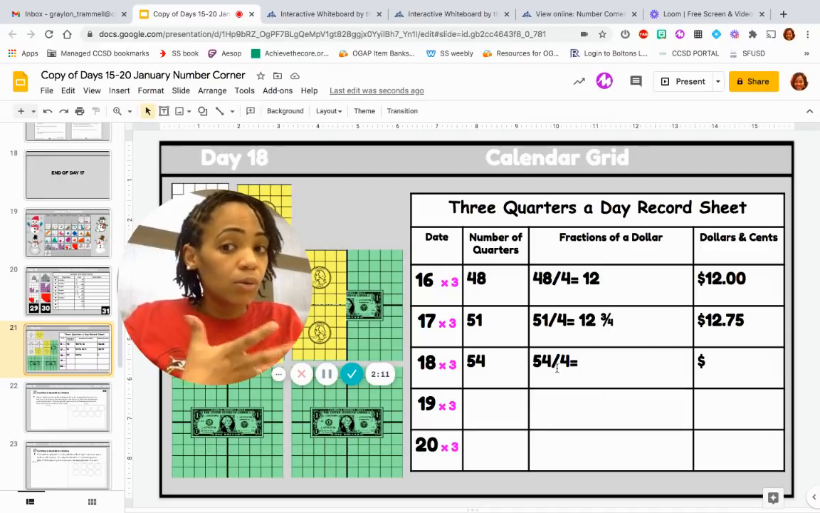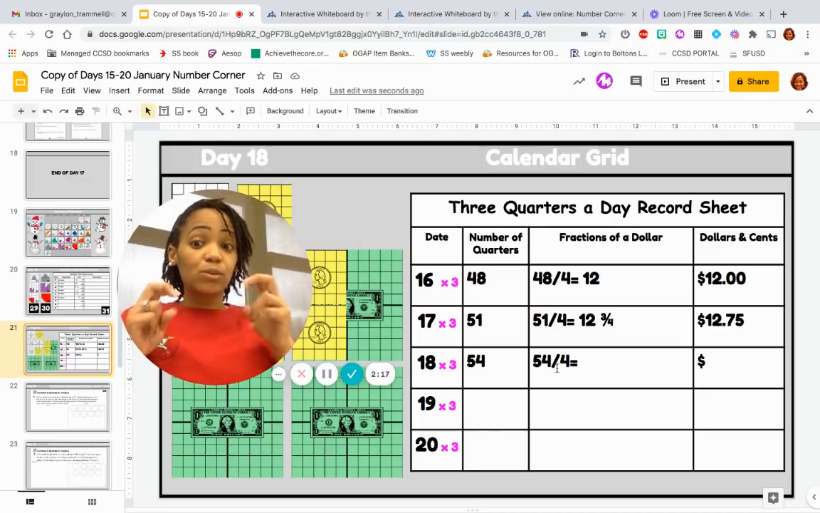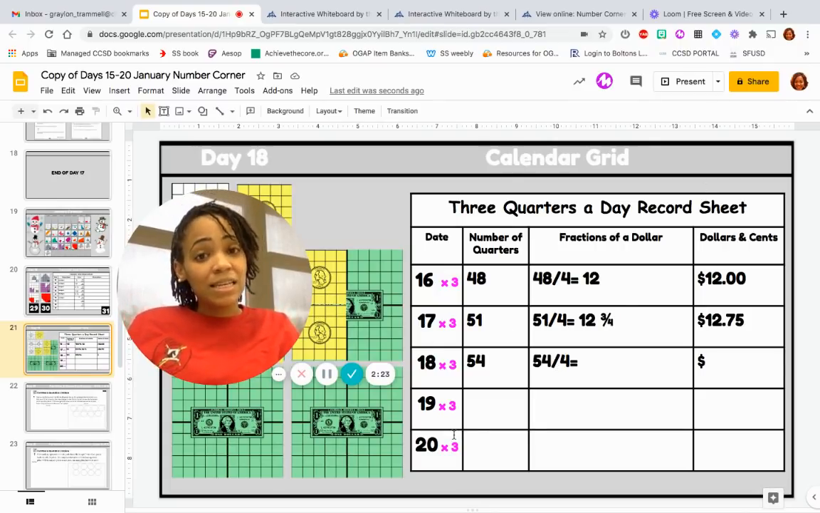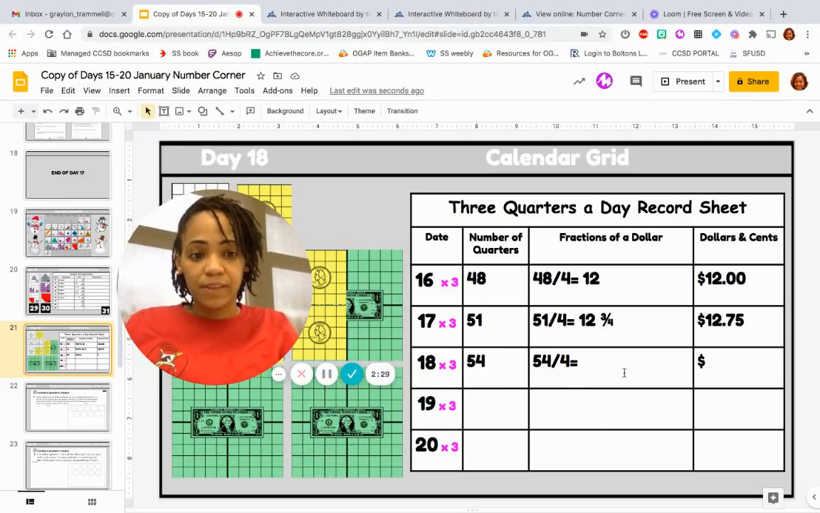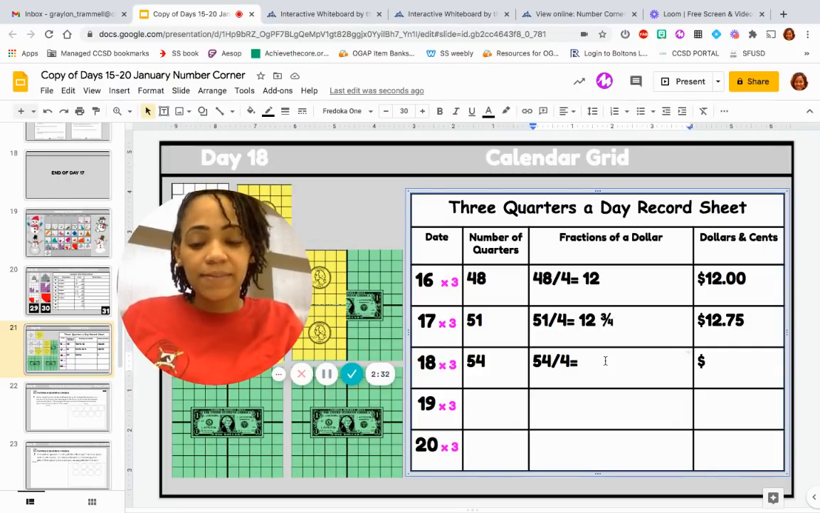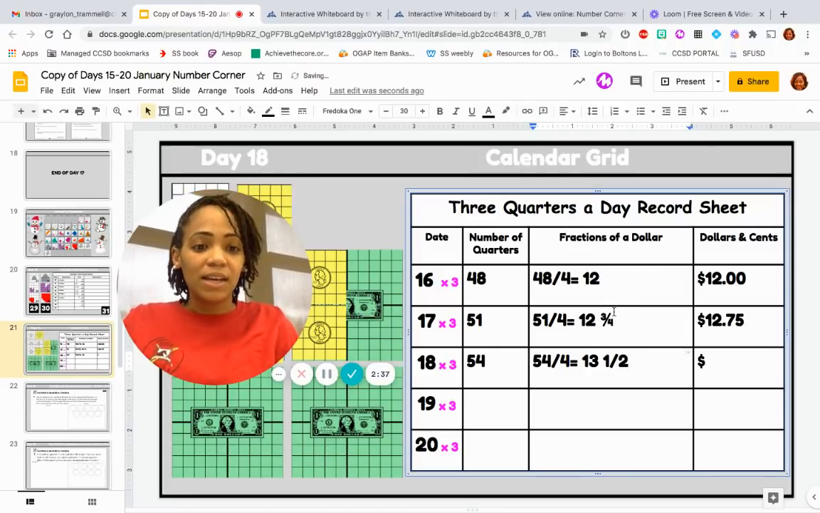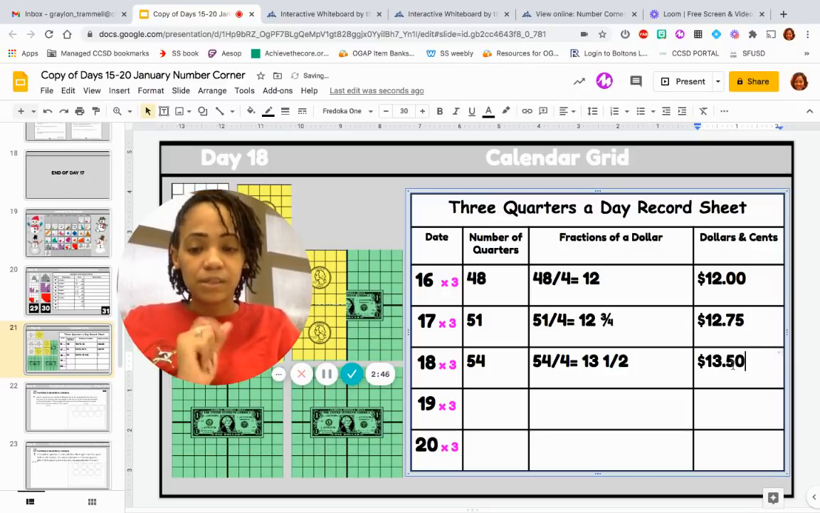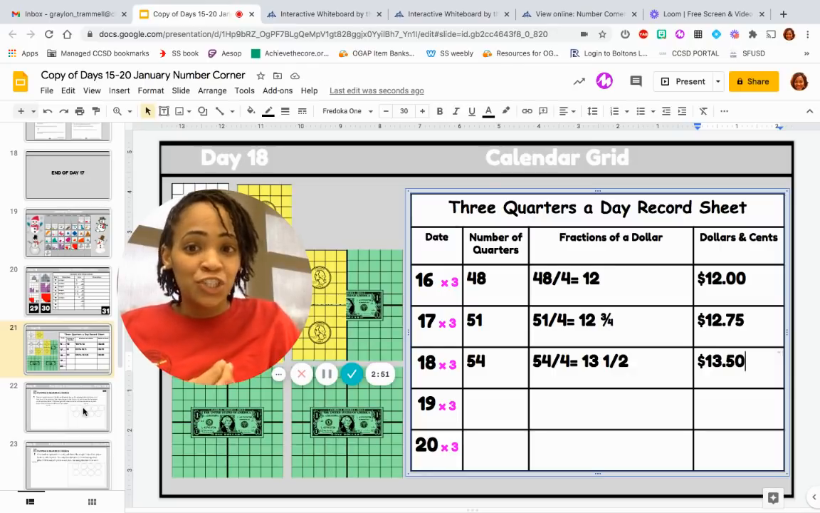So even though today is Thursday, remember we had that day where we didn't have school with Miss Trammell, but you still had work to do or makeup work to do. So technically this is day 18 for our calendar collector, which means we have 54 quarters, which is 54 fourths. And that gives us a total of 13 and a half, because I looked at this number and I added 3/4 to it. I added 3 more quarters to it. So I know that I now have $13.50. We're almost done with our collection for the month. But our focus today is on division.